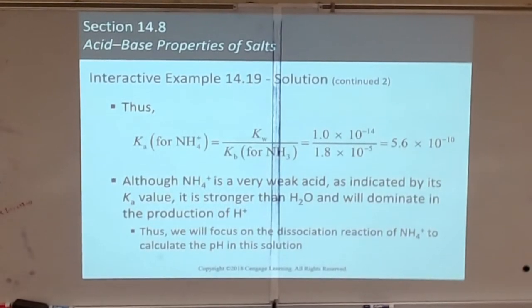Yes, it's a weak acid, but it's stronger than water. Okay, so we're going to focus on the dissociation of the ammonium ion to figure out what the pH is in this case.